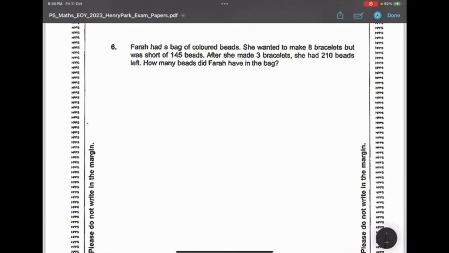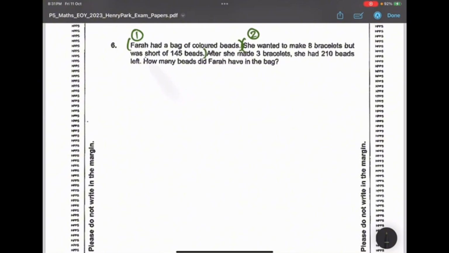Alright, next question. Question number 6. Farah had a bag of colored beads. Does this sentence tell us anything? No, there's nothing I can write out of this sentence, right? So we're going to move on to sentence number 2. It says, she wanted to make 8 bracelets but was short of 145 beads. Now, whenever I see this word short, alright, my guess is that this is an excess and shortage question. Or sometimes we can also call this scenario 1 and scenario 2.